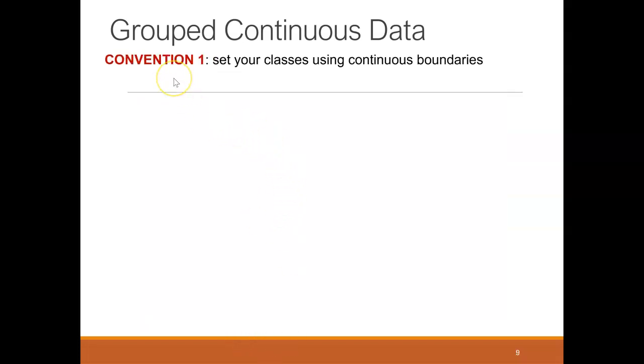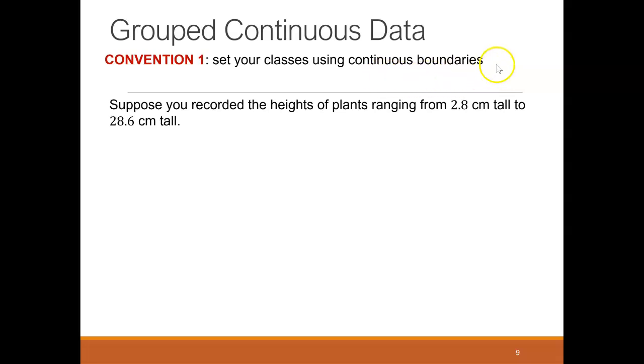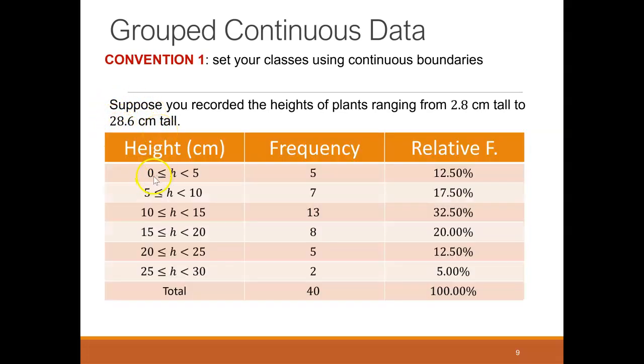All right. So if I set up my classes using continuous boundaries, let's say we recorded the heights of plants that ranged from a smallest plant of 2.8 centimeters to the biggest plant of 28.6 centimeters. So I go 0 to 5. Notice that the first group does not include 0, but doesn't include 5. The next group includes 5, but not 10. And we follow that same pattern throughout, right? Where the bottom of my range is included and then the top of my range is not.